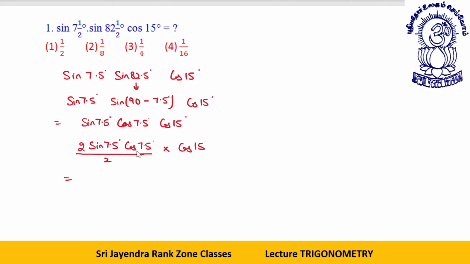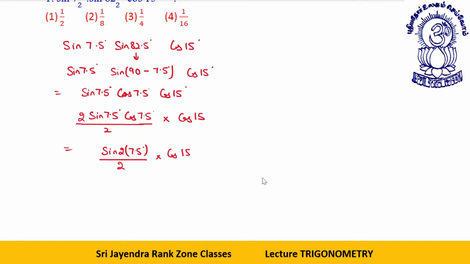This is 2 sine theta cos theta, so this becomes sine 2 theta. Sine 2 into 7.5 degree divided by 2, into cos 15 degree. This I will further write down as sine 15 degree into cos 15 degree divided by 2. This now I will write as, there was already a 2, I'll apply one more 2: 2 sine 15 degree cos 15 degree by 2.